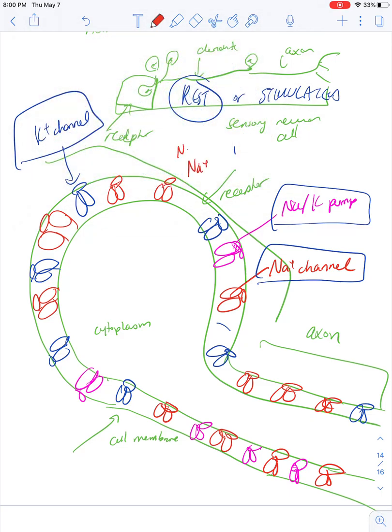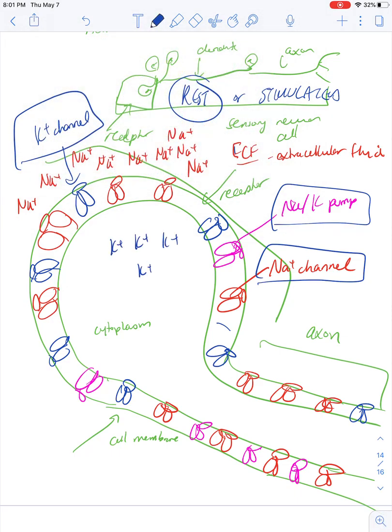So you're going to have lots of sodium on the outside. So all neurons at rest, okay, now remember, this part here is the extracellular fluid. The extracellular fluid just means the outside fluid, outside of the cell, and the cytoplasm is the inside fluid inside the cell. So there's lots of sodium outside, okay, and then inside the cell, there's potassium. And that's what a neuron looks like at rest, okay?